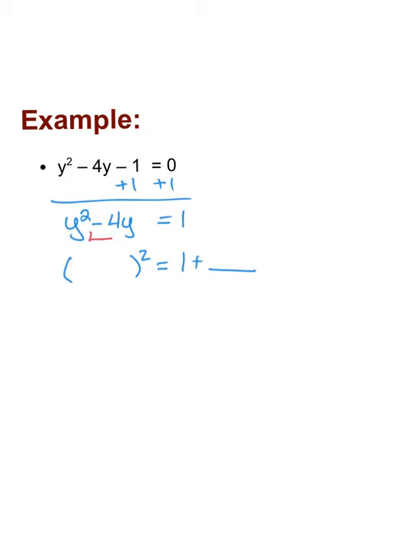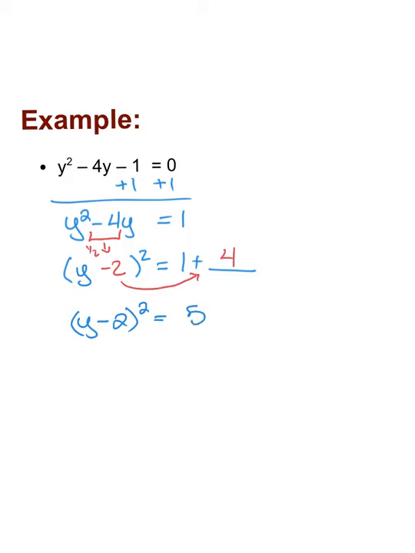Next, I'm going to cut this number in half. So if I cut negative 4 in half, I get negative 2. And I should have put a y here, sorry. So that's half. Now I'm going to take this number and square it. So negative 2 squared is positive 4. Now I'm going to solve my equation. If I simplify this a bit, it becomes y minus 2 squared equals 1 plus 4, which is 5.